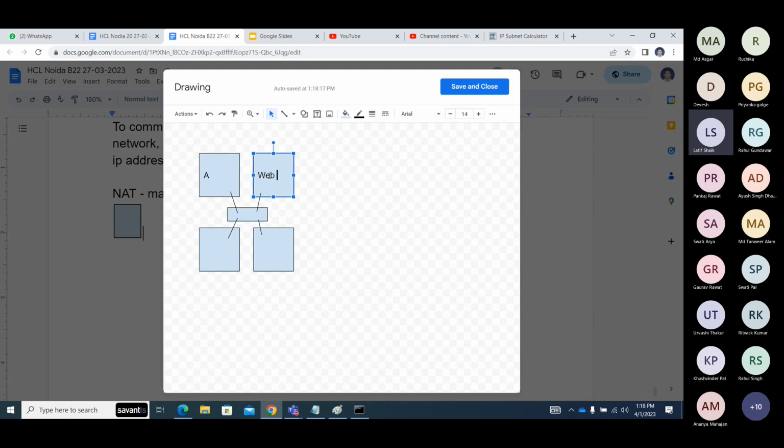Something like a web server, a mail server. This is PCA and PCB. Each PC has its own IP address, guys.